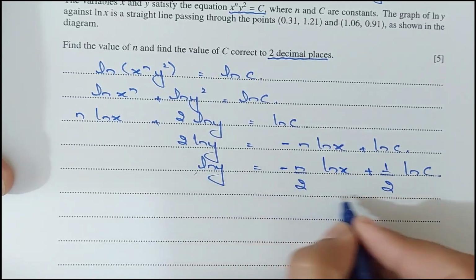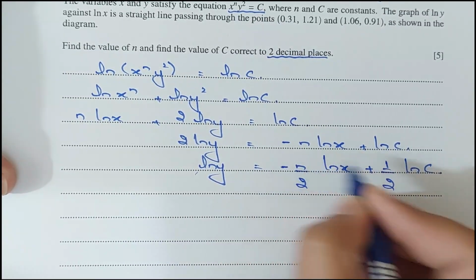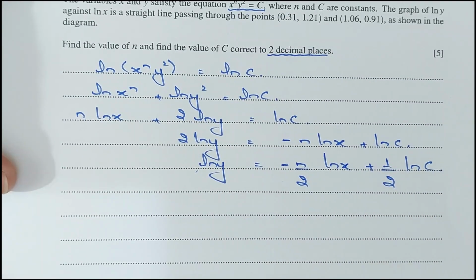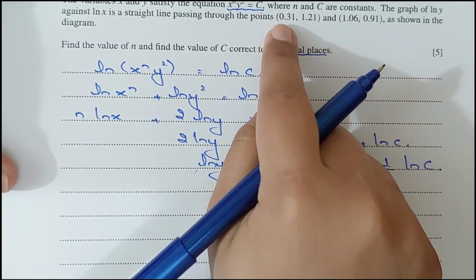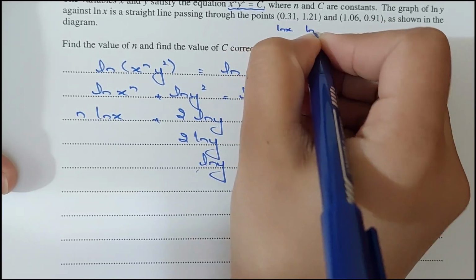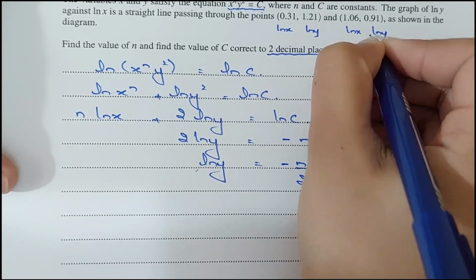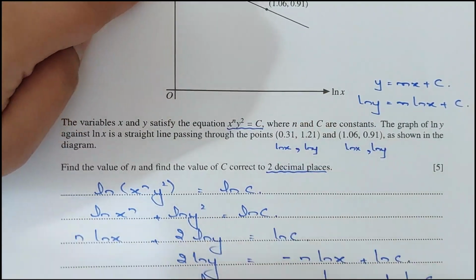Okay, so this is the equation of a straight line, and this is the slope and this is my y-intercept, right? So let me plug in the two points. The first is ln x and the second is ln y, because the x-axis is ln x and the y-axis is ln y.